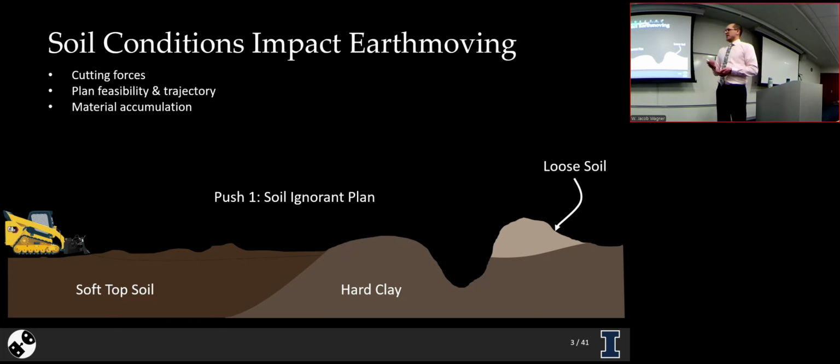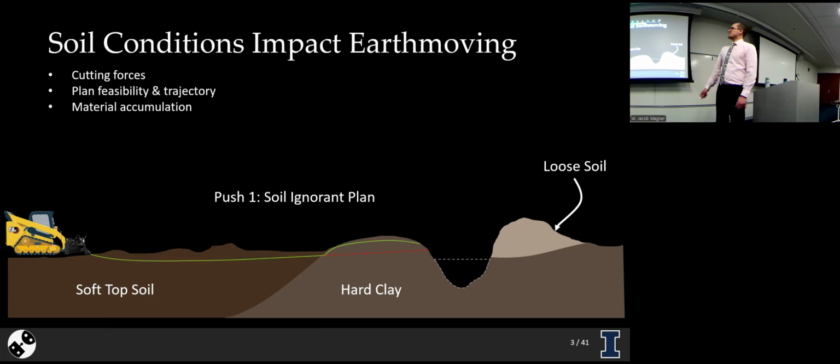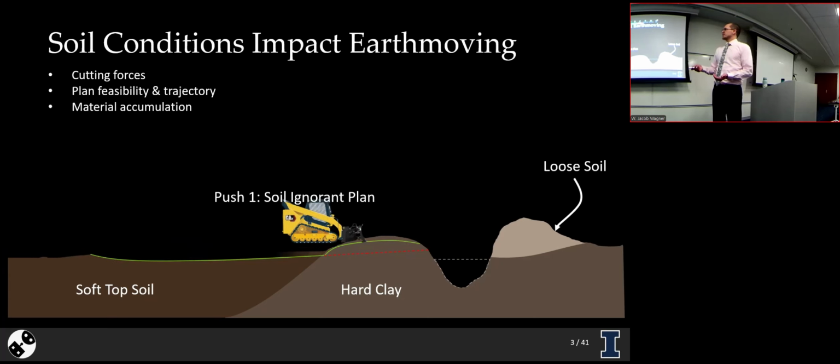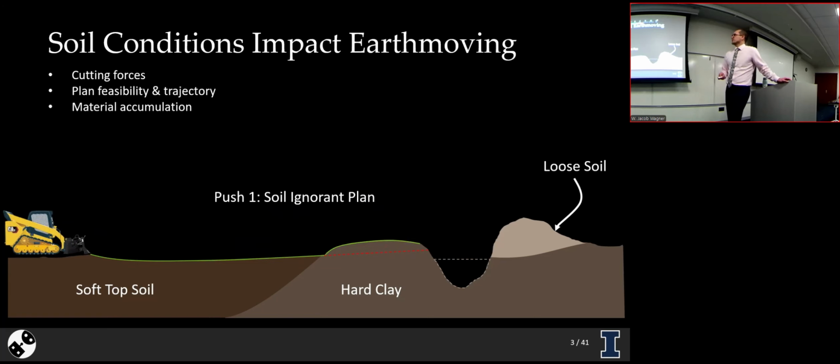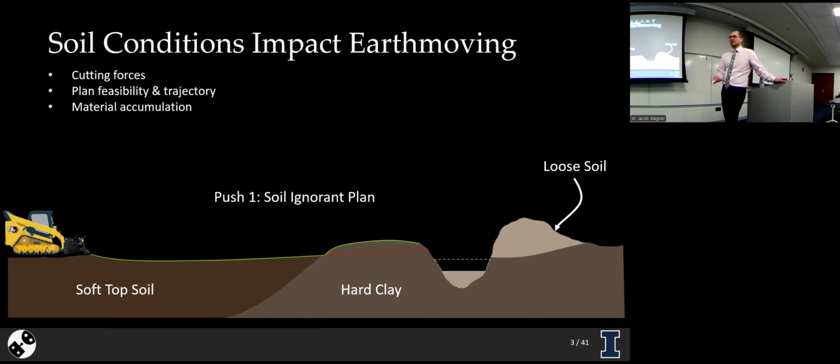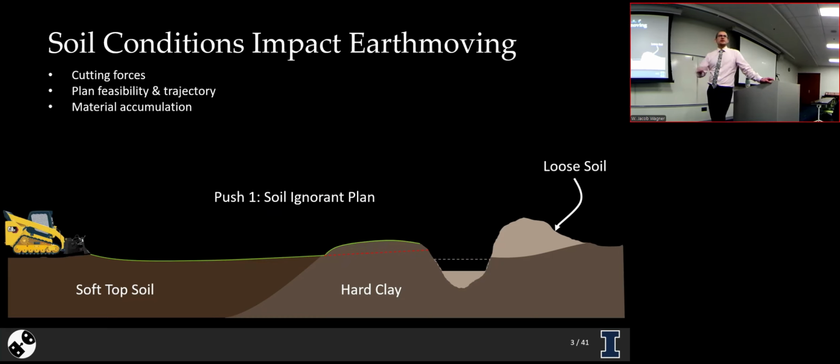Additionally, it affects the feasibility of a given plan. If you just have some kinematically planned trajectory, this may not actually be achievable because of the forces required to execute this operation. And if it's not achievable, that changes the amount of material that can accumulate in the system. So this affects planning. In this case, we thought we were going to get this much soil, we actually got that much. You can see how that can accumulate and cause problems when you're performing these longer horizon tasks.